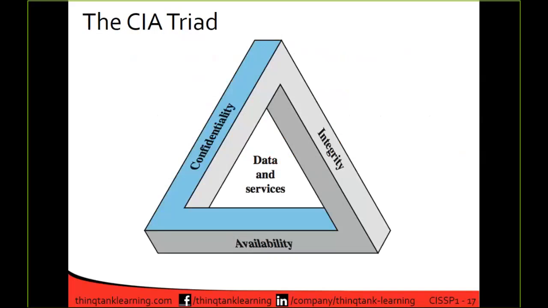So here's a pretty little picture that describes this triad: confidentiality, integrity, and availability. Are these the only aspects of information assurance that we're concerned about? Obviously not. There are other aspects that we'll talk about as well, particularly when we get into technical controls, things related to other aspects of security.